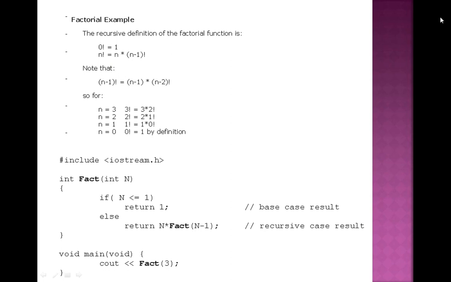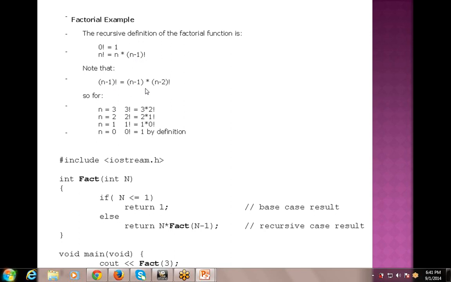Note that n minus 1 factorial equals n minus 1 into n minus 2 factorial. So if there is n factorial, that is n into n minus 1. This is n minus 1 minus 1, that is n minus 2. So for n equals 3, this is 3 into 2, as I told you. This is 2 into 1, this is 1 into 0 factorial, and 0 factorial equals 1 by definition. This is the example for the factorial, how we can use the factorial multiple times.